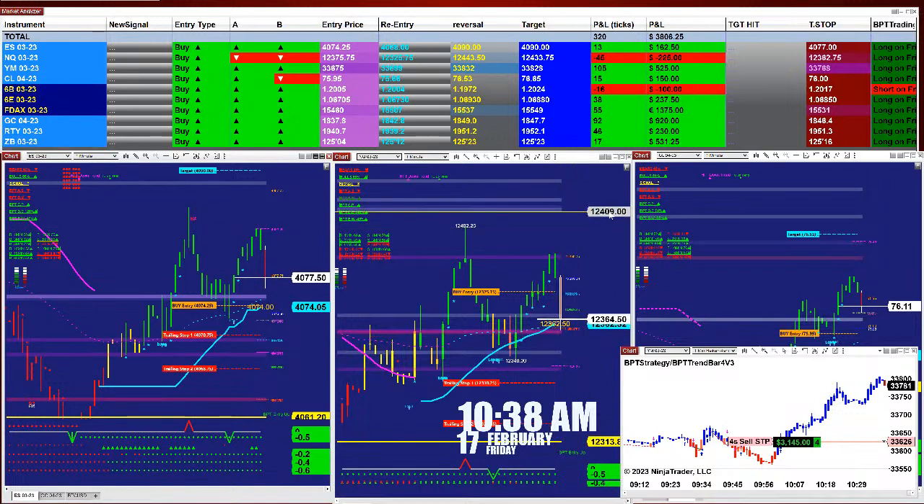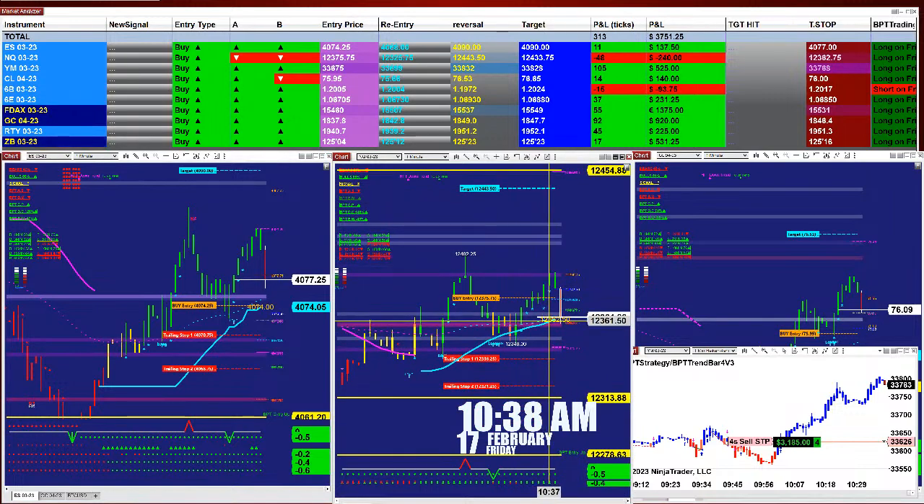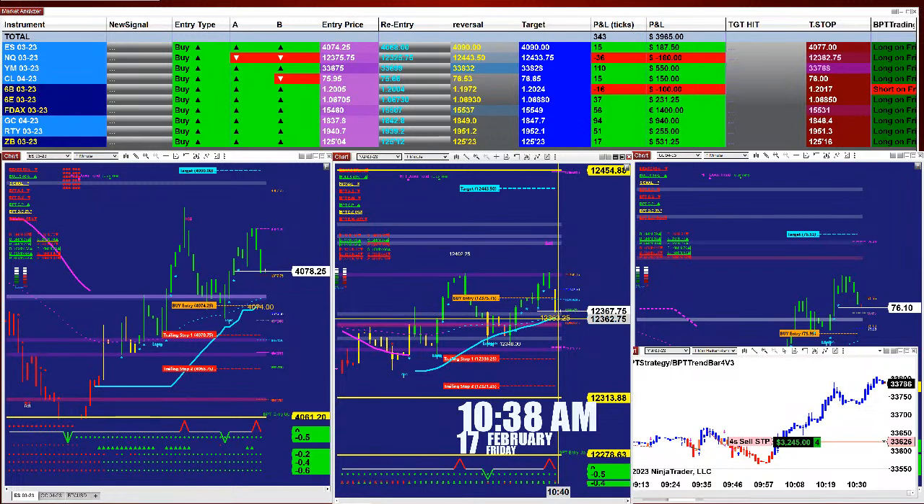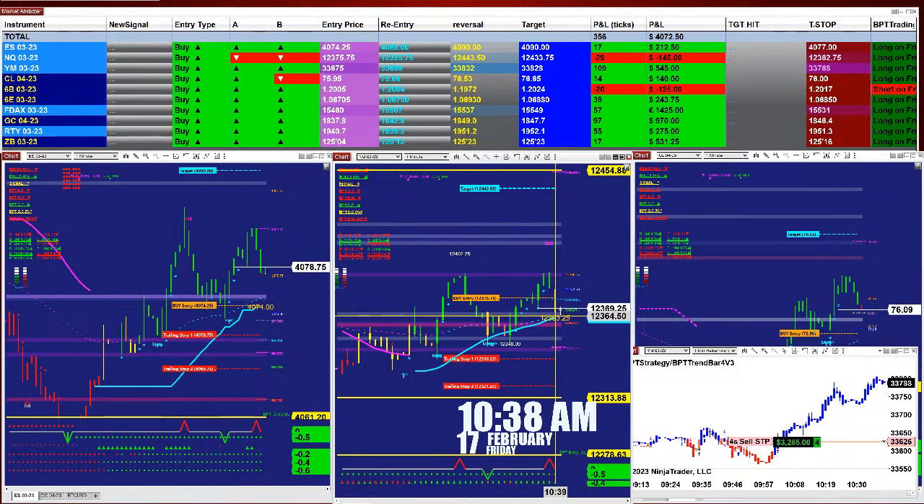I don't like the Nasdaq today at all. This is not good. I don't like the Nasdaq. This is the re-entry on the Nasdaq, 123.6275. This is the re-entry, but I'm not happy about the Nasdaq today. It's too much.